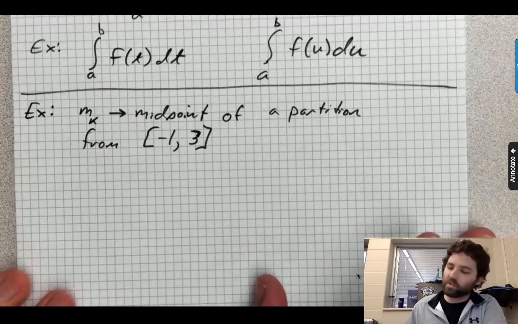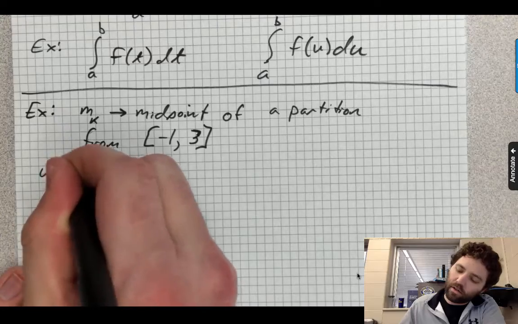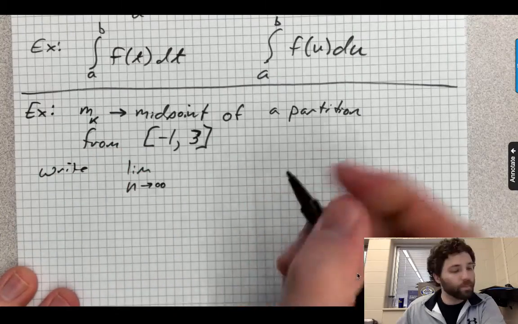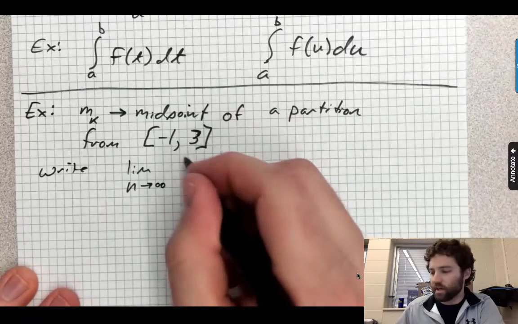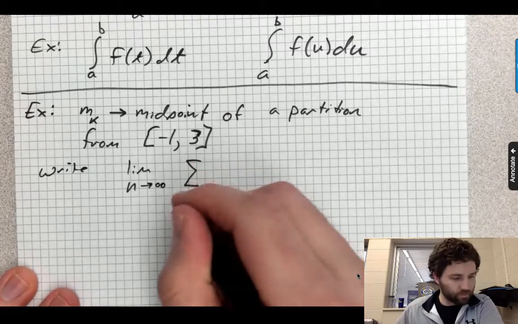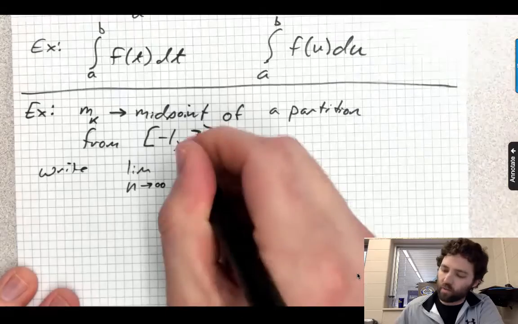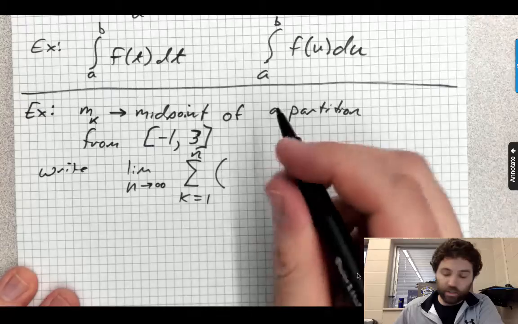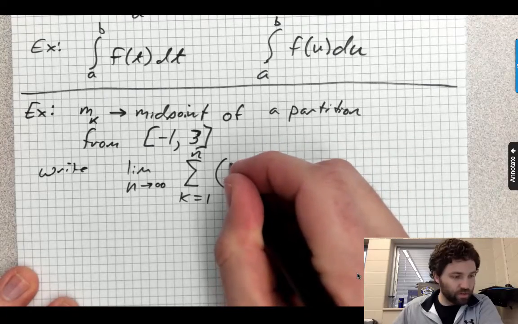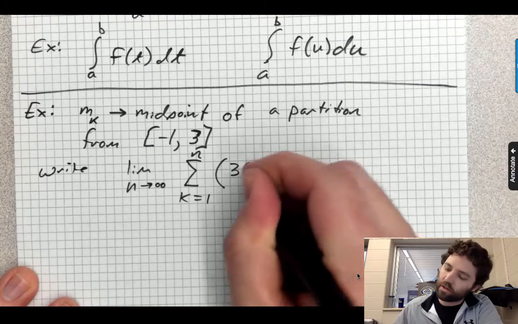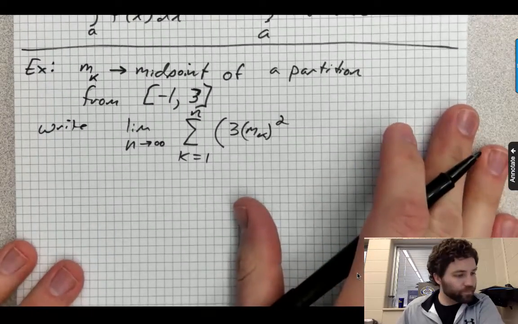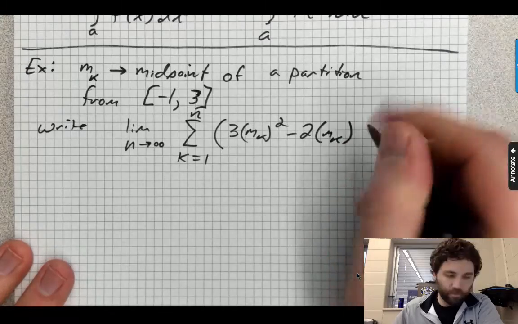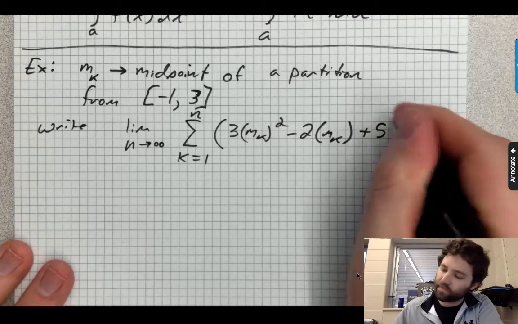And what we want to do is write the limit as n approaches infinity of the sum, k equals 1 to n. And this is our expression in the summation here. So it's 3m sub k squared minus 2m sub k plus 5, delta x.